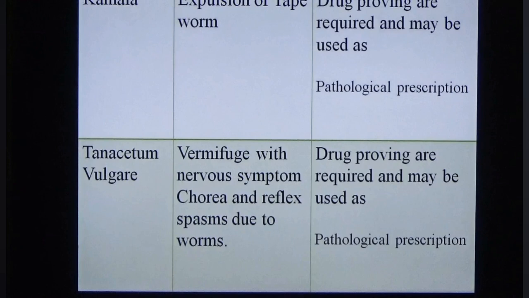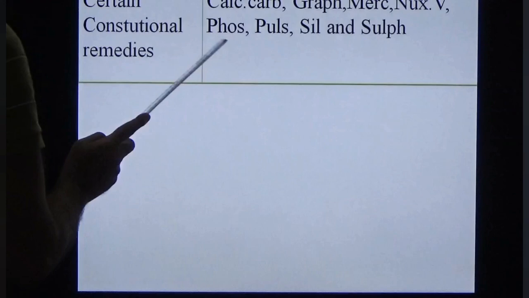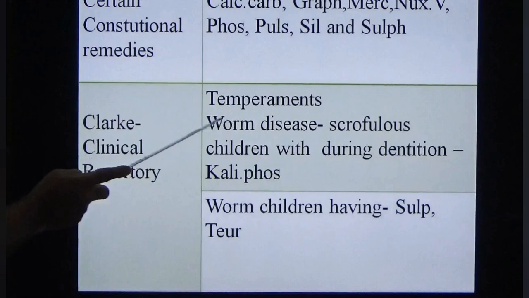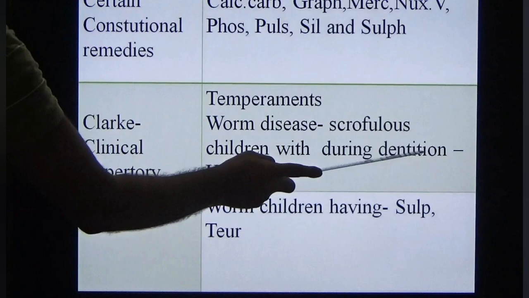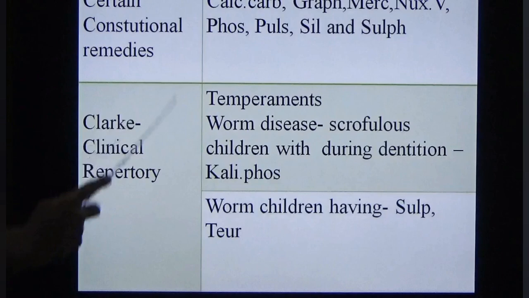Okay, certain constitutional remedies also: Calcarea carbonica, Graphites, Mercurius, Nux vomica, Phosphorus, Sulphur, Pulsatilla, Silicea. Everything we can use as a constitutional remedy. Clark's clinical repertory also mentions the temperament nature. Temperament, worm disease, scrofulous children with distended abdomen: what remedy? Calcarea. And worm children, Sulphur and Tuberculinum. So these are some of the homeopathic remedies used for cestodes or some of the tapeworms.